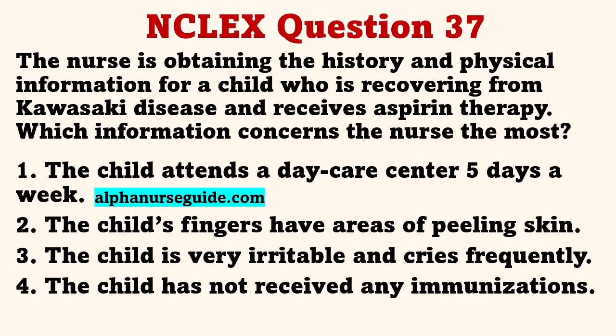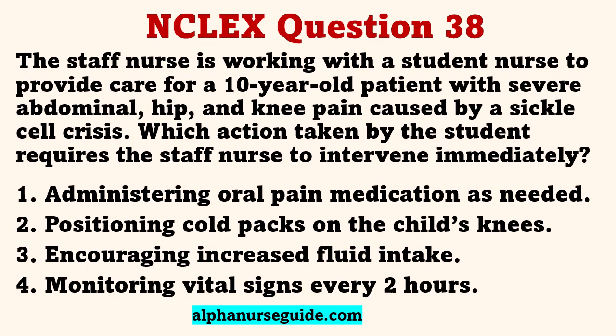The staff nurse is working with a student nurse to provide care for a 10-year-old patient with severe abdominal, hip, and knee pain caused by a sickle cell crisis. Which action taken by the student requires the staff nurse to intervene immediately? 1. Administering oral pain medication as needed. 2. Positioning cold packs on the child's knees. 3. Encouraging increased fluid intake. 4. Monitoring vital signs every 2 hours.